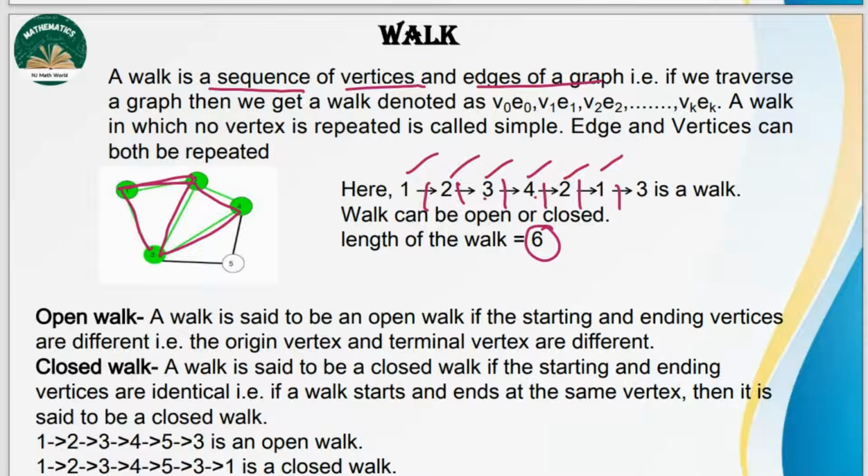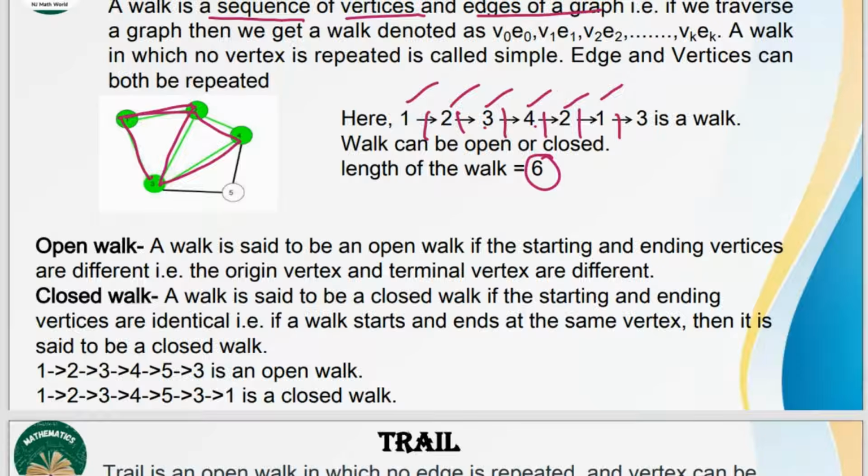So you have an open walk and you have a closed walk. What does it mean by open walk? A walk is said to be an open walk if the starting and ending vertex are different, the original vertex and the terminating vertex are different. In a closed walk, the starting and ending vertex are identical, the same.